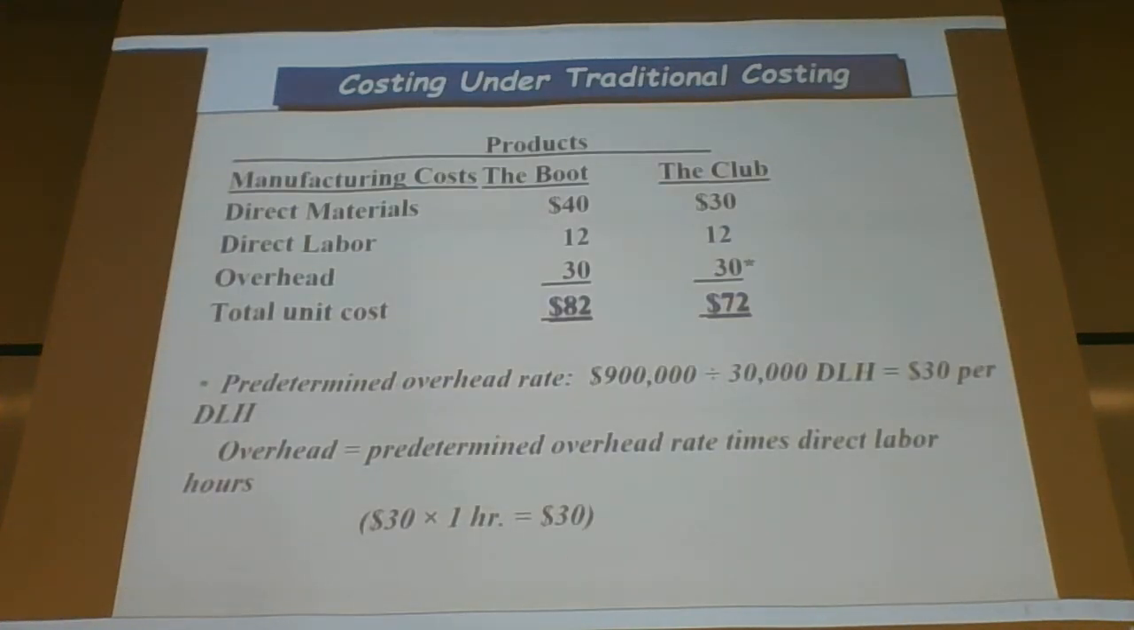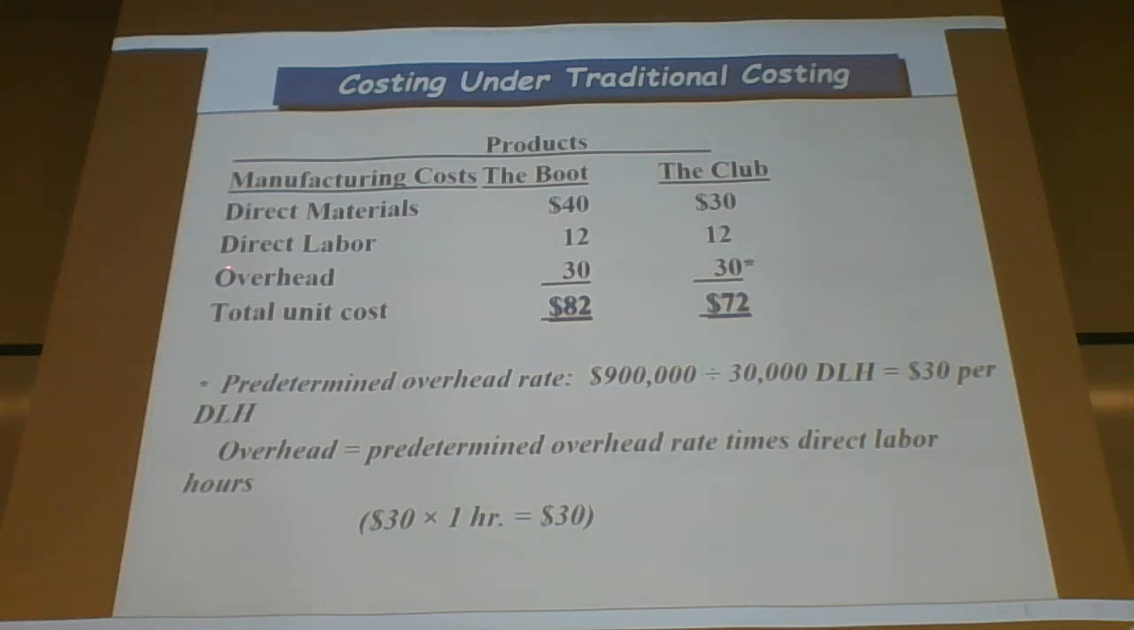So this is what we would have under a traditional costing system, costing under traditional costing. Couldn't have said it better myself. Let's look at these two products and the manufacturing cost between them. We already said that direct materials are $40 per unit for the boot and $30 per unit for the club. We also said that it takes 1 hour of direct labor at a rate of $12 to make 1 unit of the boot and 1 unit of the club. So that's fine. This hasn't changed, even if we were going to use activity-based costing.